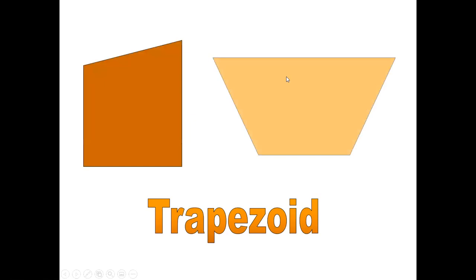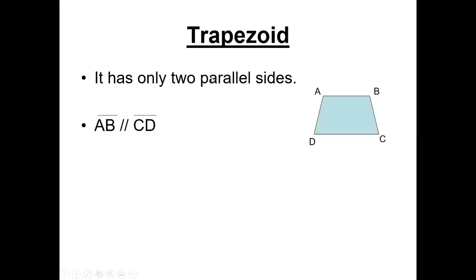The fifth quadrilateral, the trapezoid. These are the shapes of the trapezoid. This is a trapezoid and all this is a trapezoid. This one is an isosceles trapezoid, because it has 2 equal sides here. It has only one property. The trapezoid has only 2 parallel sides.